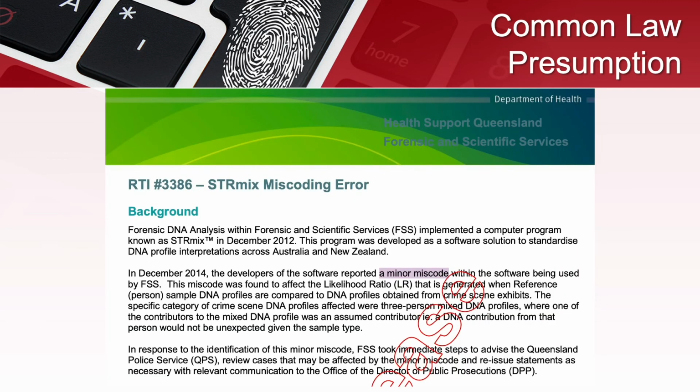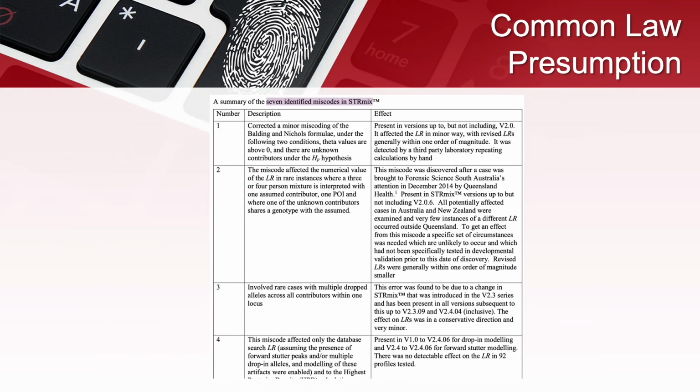While the Australian Department of Health downplayed the issue several times as minor miscodes, between 23 and 60 capital cases across Australia, New Zealand and the United Kingdom have had to be revisited as a result of not less than 7 coding issues identified in the STRMix software. These errors relate to everything from how the software identifies DNA alleles through to how, in one case, it drastically overestimates the likelihood that a defendant's DNA is even present.